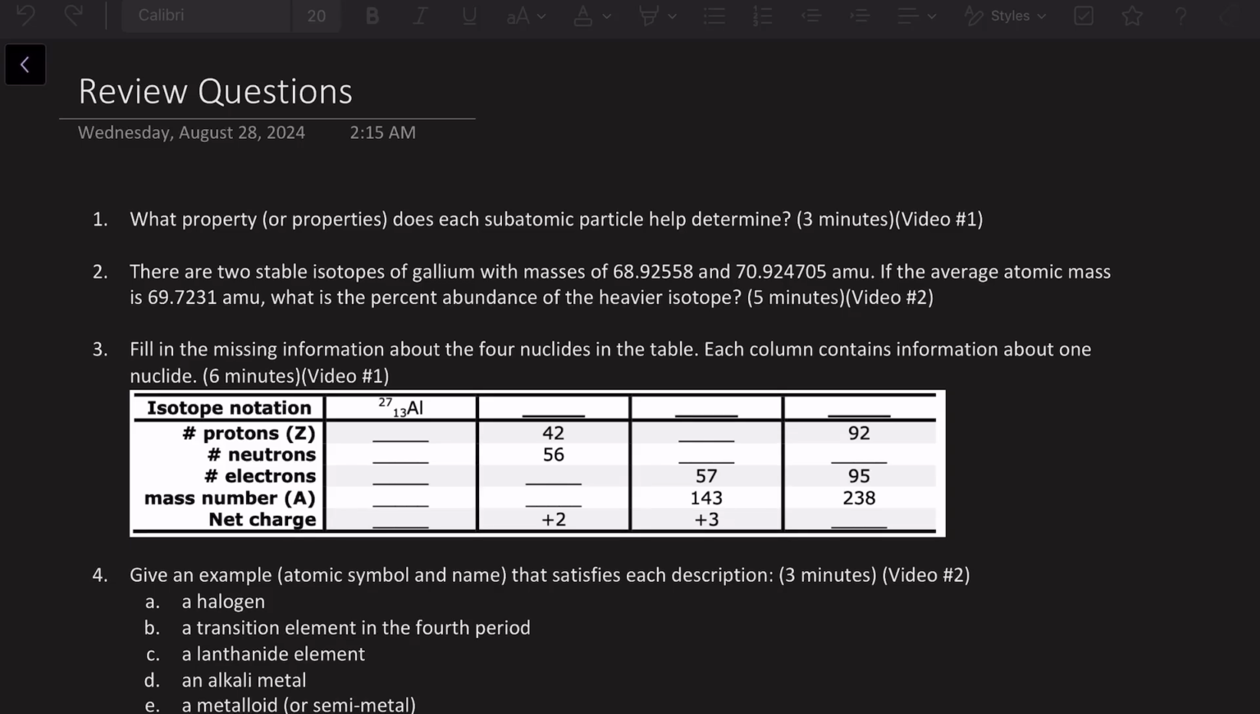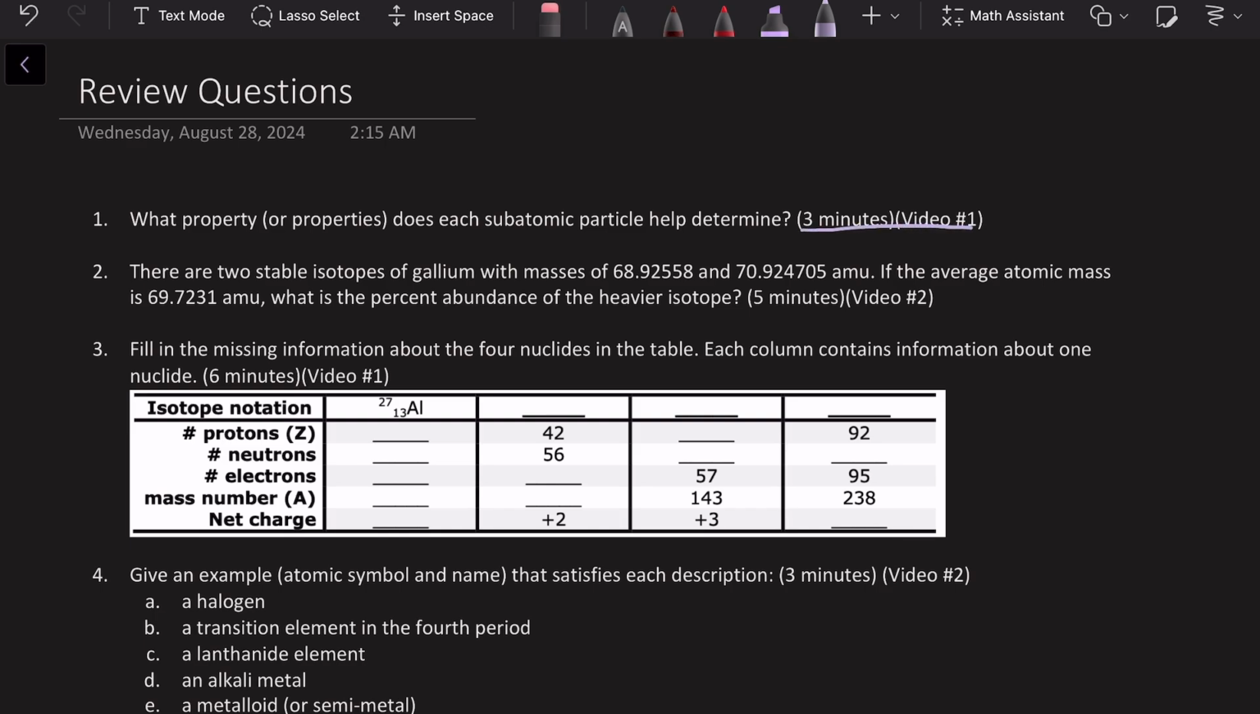Alright, welcome back everyone. Let's go over some questions to see if you're ready for chapter 2. As per the last time I did this, I'll go over questions with the times and then I'll go over the answers. So question 1. What property or properties does each subatomic particle help determine? 3 minutes, and if you can't solve it, watch the first content video on this playlist.